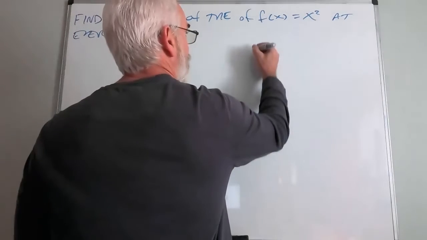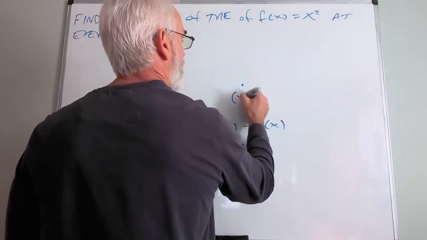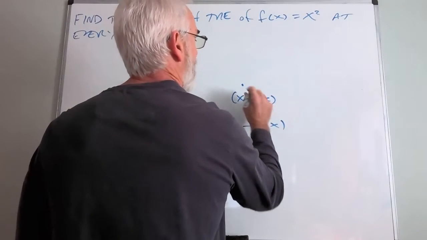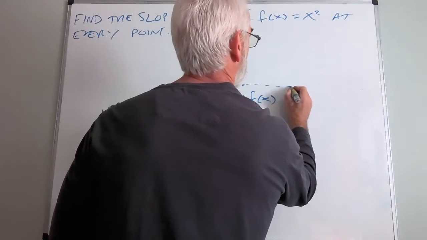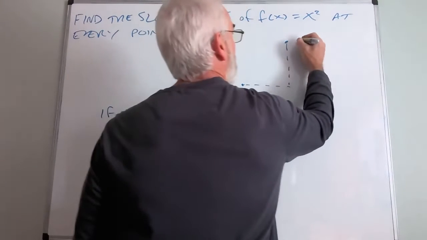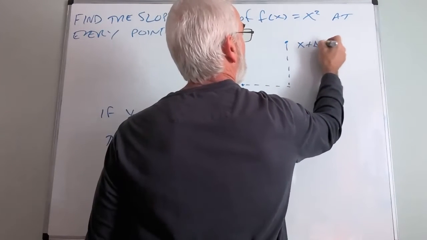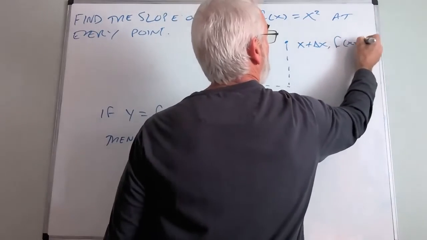So just sort of for a generic graph, if I'm at a point x comma f of x, and I move delta x units, and now I'm at a new point, call it x plus delta x comma f of x plus delta x.